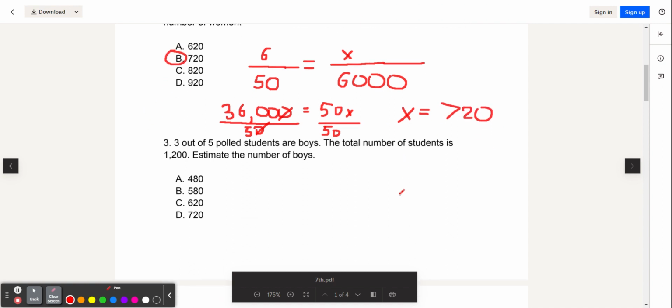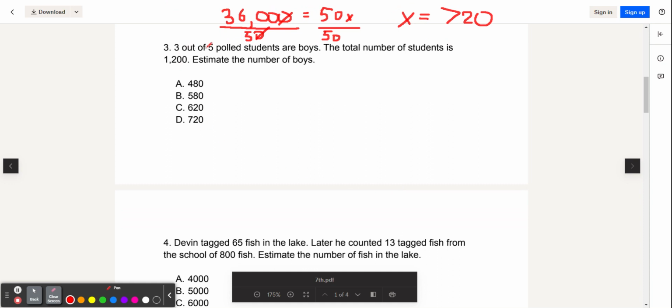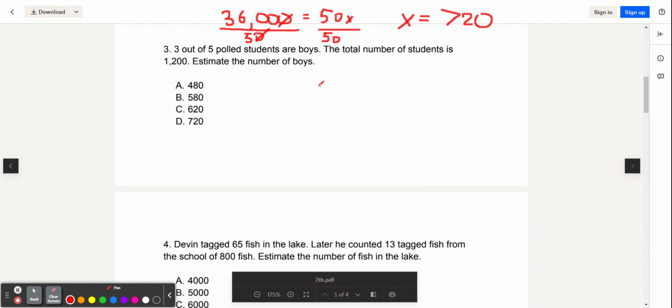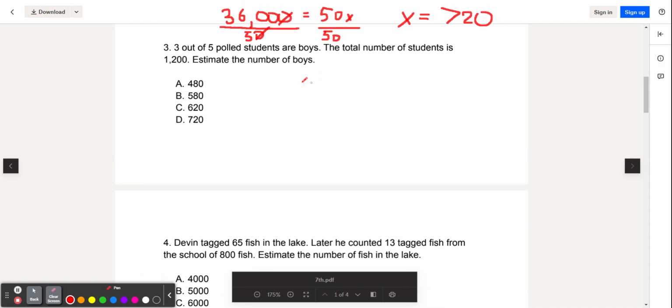B. 3 out of 5 polled students are boys. The total number of students is 1,200. Estimate the number of boys. This is just like number 2. So, we polled 5 students, and 3 of them were boys. Boy out of 5 students.